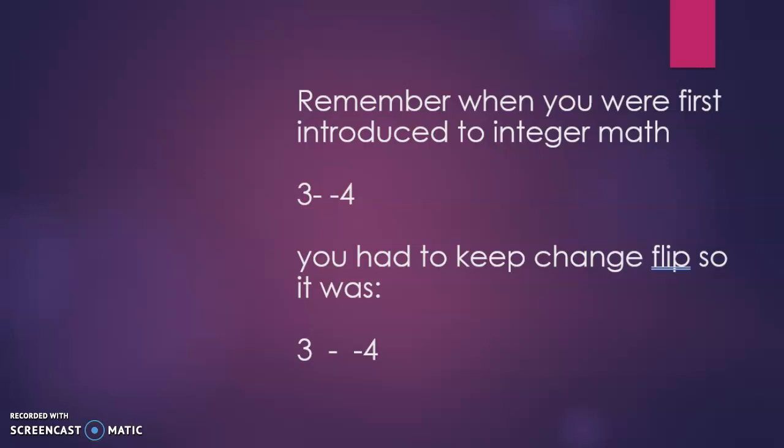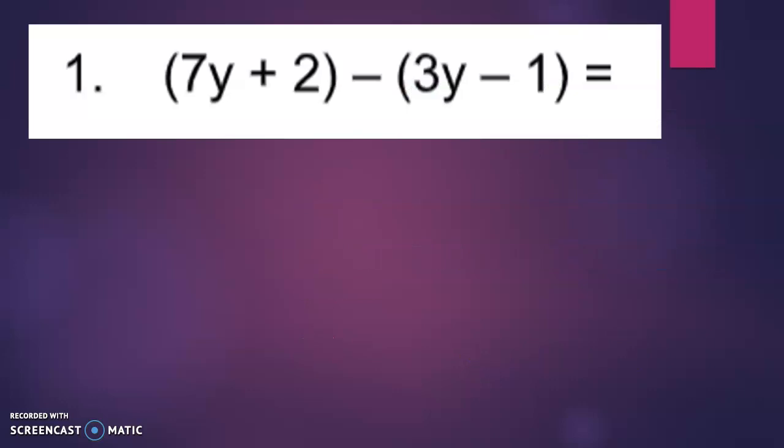So remember when you were first introduced to integer math, you had 3 minus a negative 4. You had to keep, change, flip, so that 3 stays, and you changed the subtraction to a positive and the negative to a positive. So that actually became 3 plus 4, which is 7. You're going to do the exact same thing when you do polynomials.